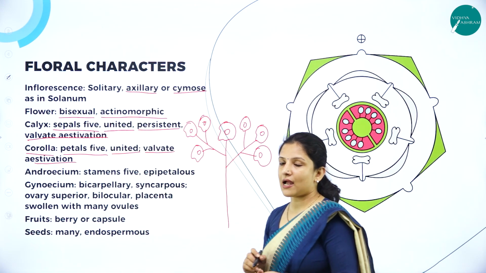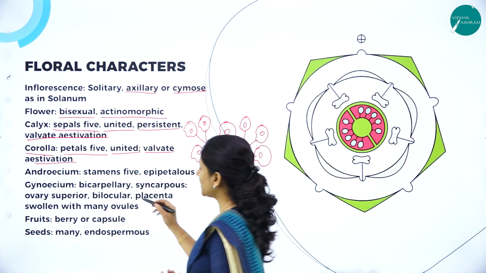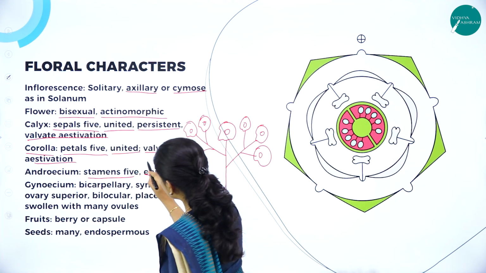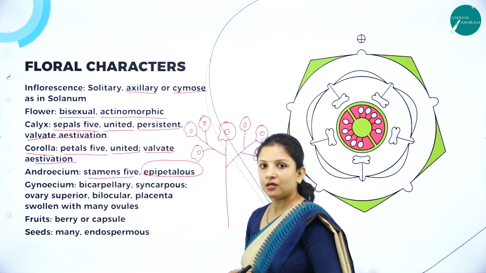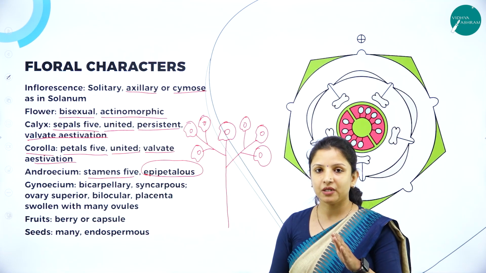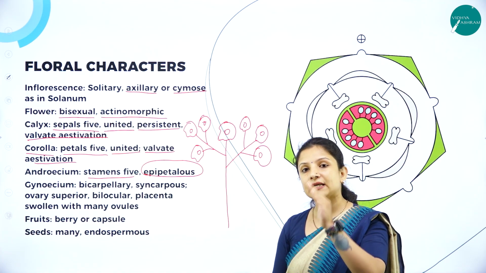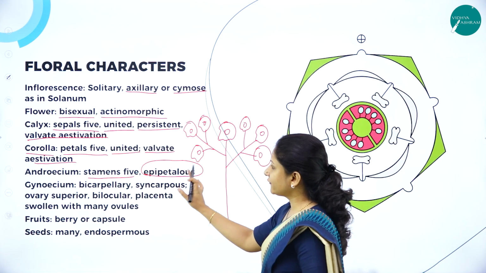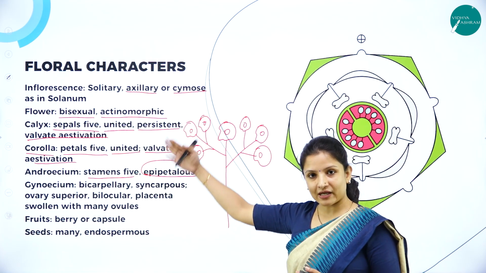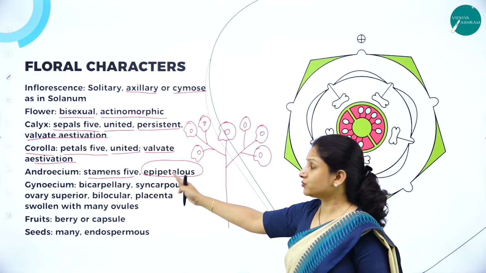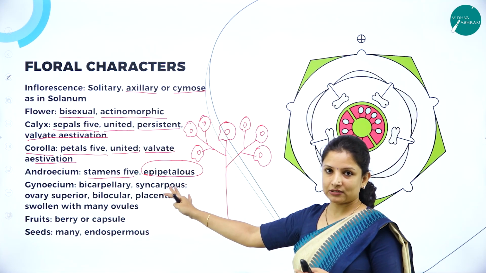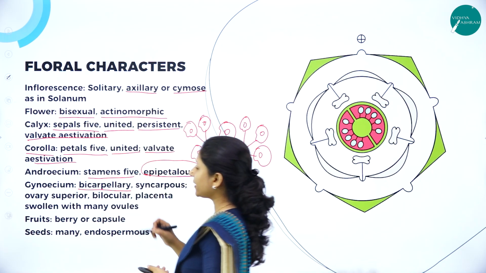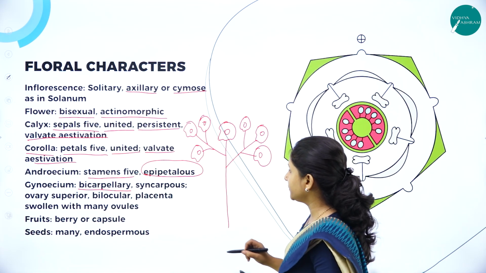Next, talking about the androecium. How many stamens are there? 5 stamens are there. This is one of the main characteristics of Solanaceae. They are epipetalous, meaning the stamens are attached to the corolla. So, therefore, they are epipetalous. You have to mention this while writing the characteristics of Solanaceae, because this is one of the peculiar characteristics of Solanaceae. Next, talking about gynoecium, they are bicarpellary, meaning they have 2 carpels.